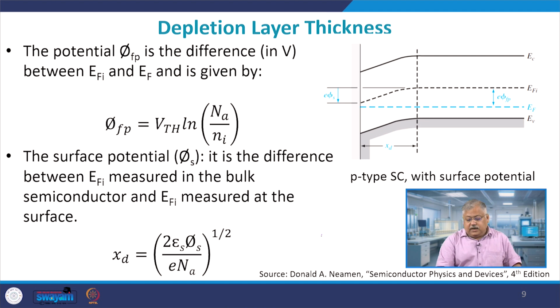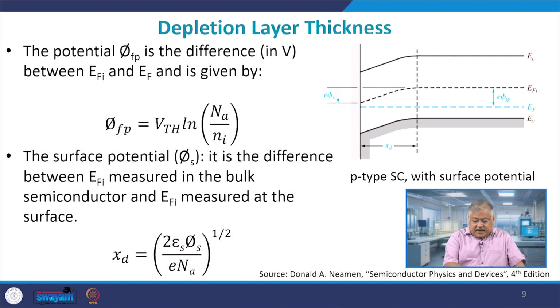So how do you define the intrinsic Fermi level? You define the surface potential as the amount by which either the conduction band or the intrinsic Fermi level has gone down by application of an external potential. That is defined as my surface potential, or the potential which is available at the surface of the silicon dioxide is referred to as the surface potential, right. And that is given by phi s here.